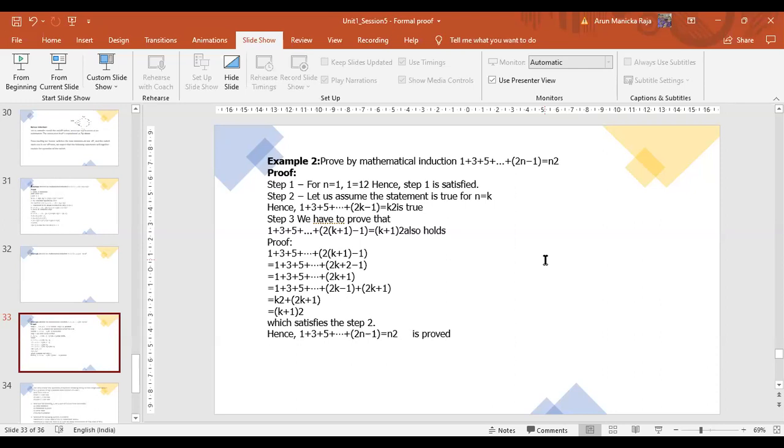Up to this, our first unit is completed. The conversion problem and the mathematical induction problem are very, very important. In theorem, ceiling of x equal to floor of x. That theorem is very, very important.